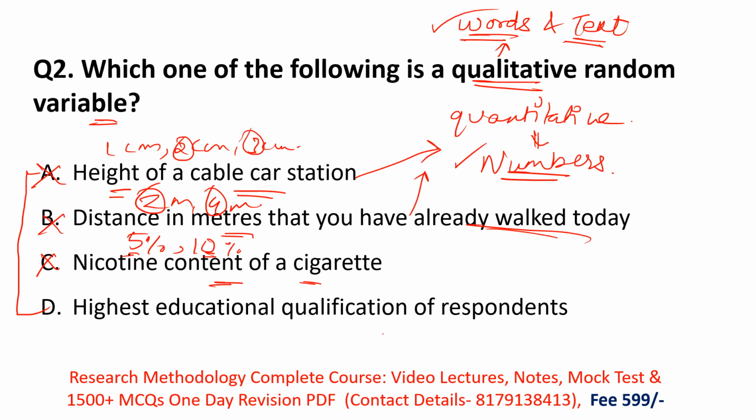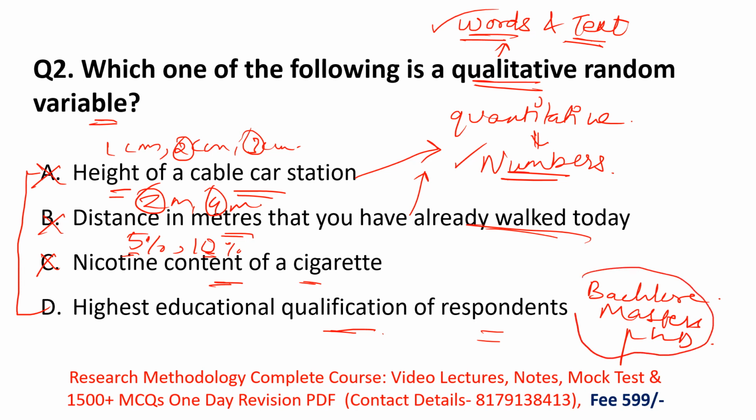Then option D, highest education qualification of a respondent. Suppose you are doing your research and you ask your respondent, what is your highest education qualification? Here you will get your answer in the form of words and text. Like someone says I did bachelor's, someone says I did master's, someone says I did PhD. So you are getting your answer in the form of words. That means it is related to a qualitative variable because it is describing their quality, their quality of education. That's why the correct option is option D, highest educational qualification of a respondent.